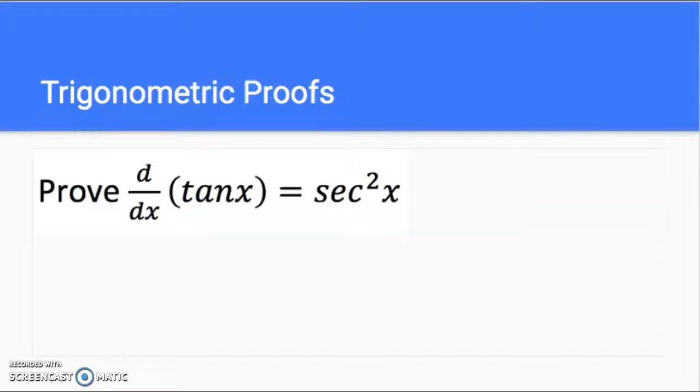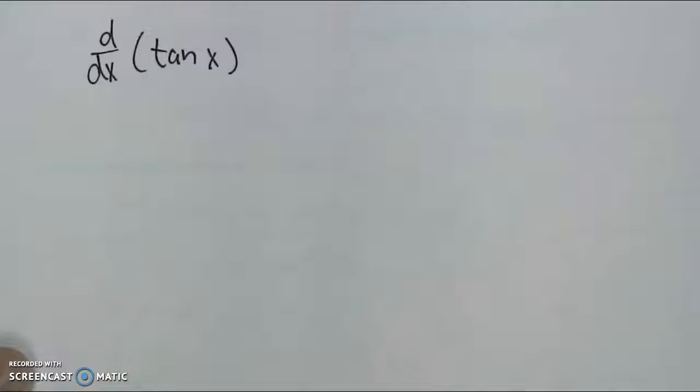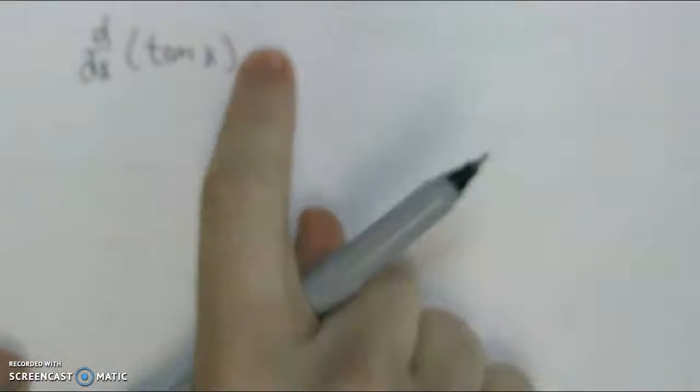Here we're going to be doing a trigonometric proof, which is just proving that this derivative statement is actually correct. And we're going to do that using our trigonometry skills from last year. So let's go ahead and try this. The whole goal is to show why the derivative of tangent equals secant squared. So we already know it's a true statement. You can't just write equals secant squared and be done. You have to show why.